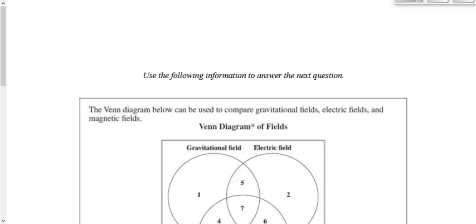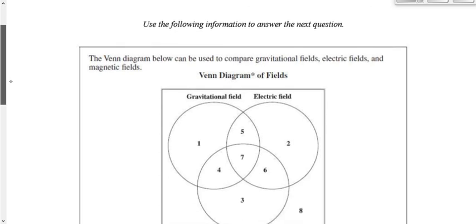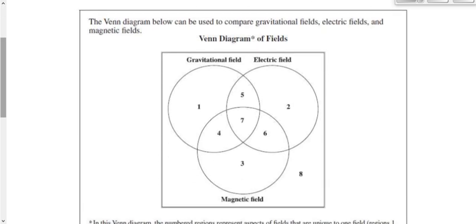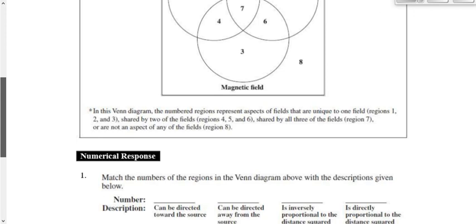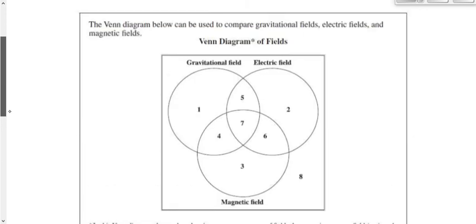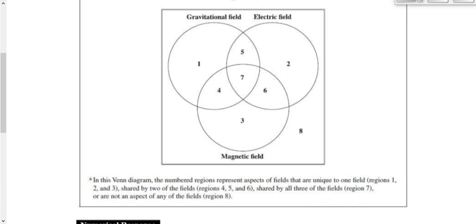And lastly, this is a tough question actually, it says the Venn diagram below can be used to compare gravitational fields, electric fields, and magnetic fields. And we can see that we've got all three fields having similarities, all three fields having some differences as well. Now it wants us to match the numbers and the regions in the Venn diagrams with the descriptions given below. The first one, can be directed toward the source. Well, can gravitational fields be directed toward the source? Yeah, they always are. Can magnetic fields be directed toward the source?